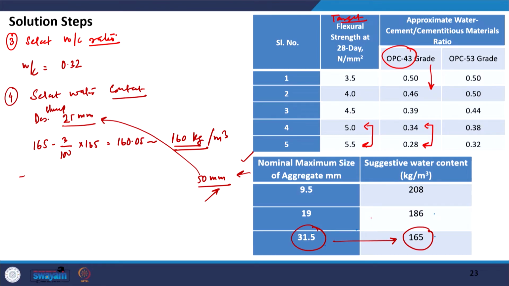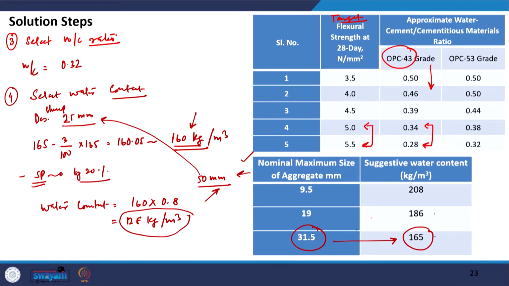The second correction is for the use of any admixtures. In our case, we are using superplasticizer. So, if you use superplasticizer, you have to further reduce the amount of water required by 20%, which means you will use 80% of this value. So, now the water content becomes equal to 160 into 0.8, all right. So, this is 128 kg per meter cube. So, this will be the water content which we use.